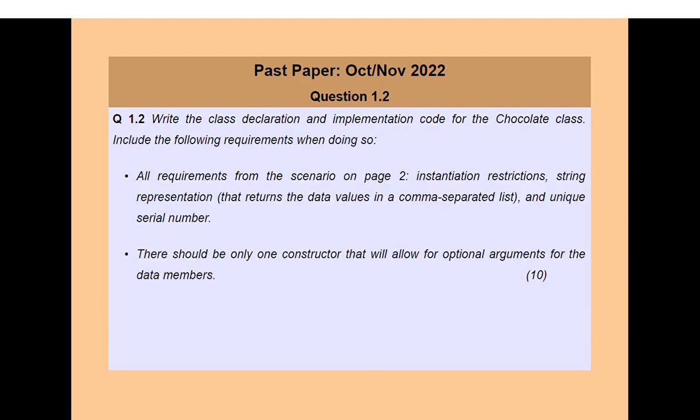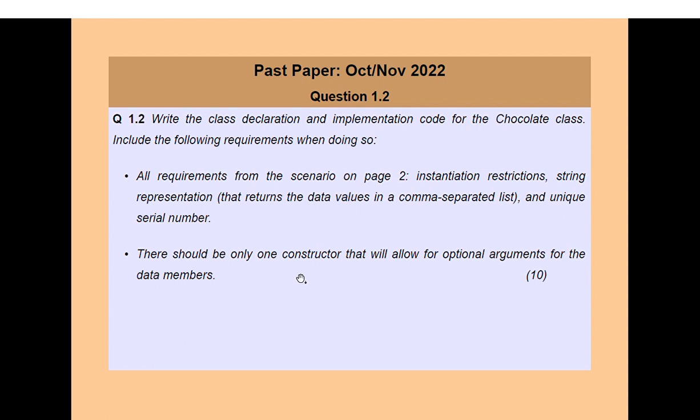And question 1.2. Write the class declaration and implementation code for the chocolate class. Include the following requirements when doing so. All requirements from the scenario on page 2, that's the instantiation restrictions, in other words, the abstract class, the string representation that returns the data values in a comma-separated list, right? That's the pure virtual toString method. And then you need to handle the unique serial number.